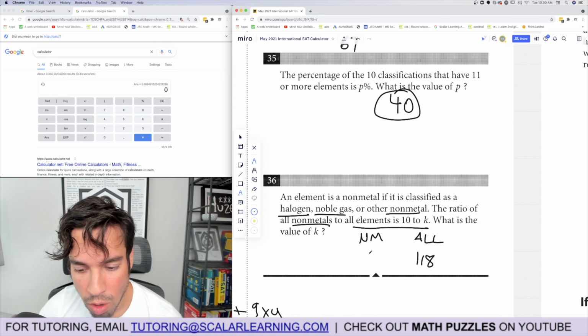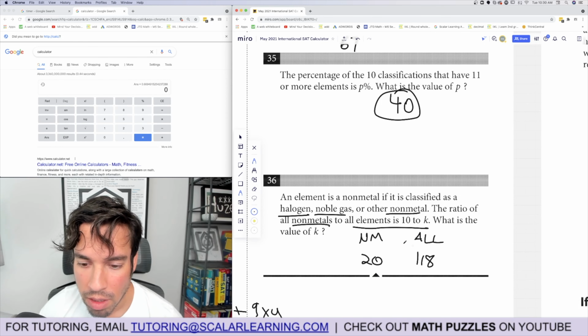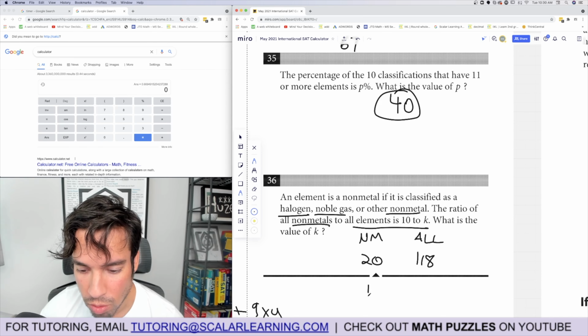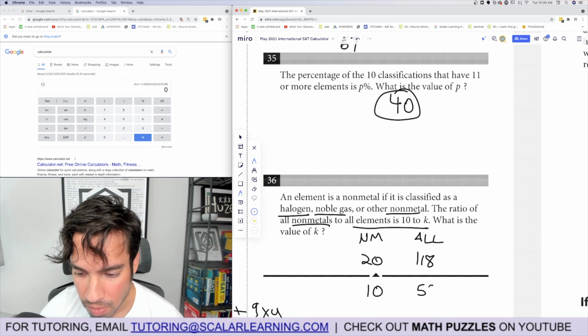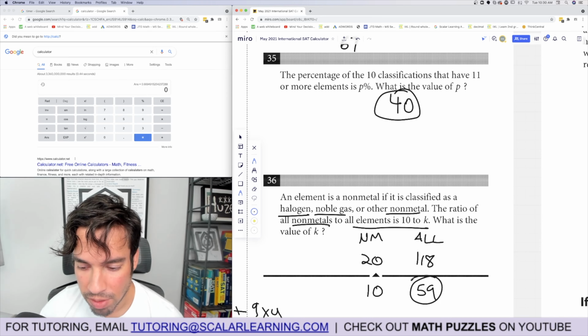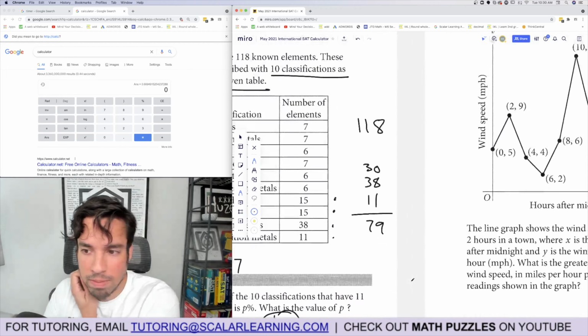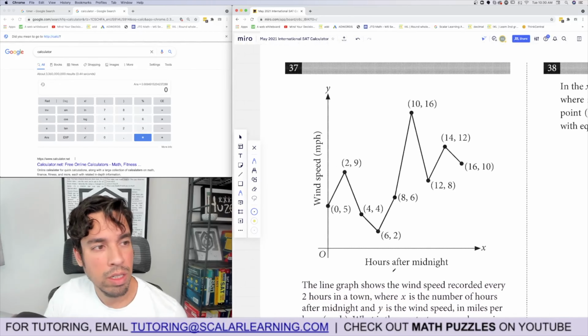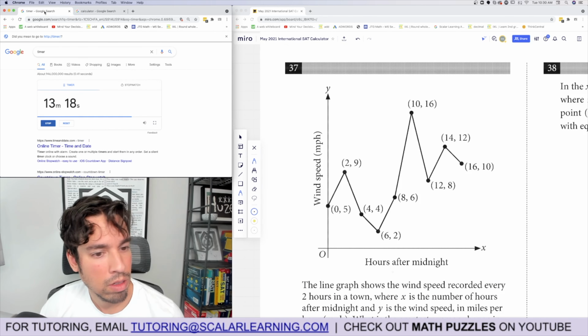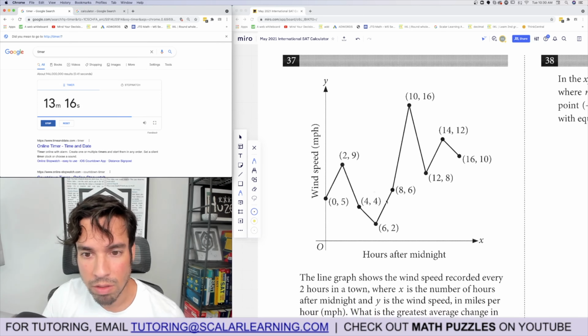So if I just look at the raw numbers, it's 20 to 118. But they're saying it's 10 to K, which means I divided both of these by 2. So it's 10 to, what is that, 59? And that's the K value, 59. Okay. Let's see how much time I have left. 13 minutes, so we're definitely totally fine.